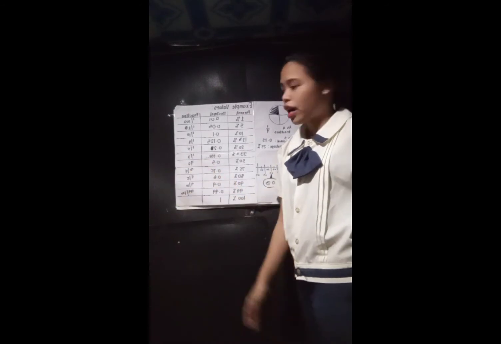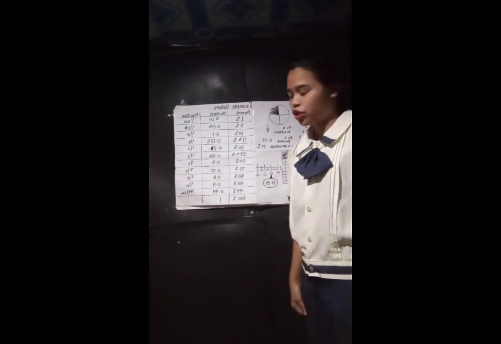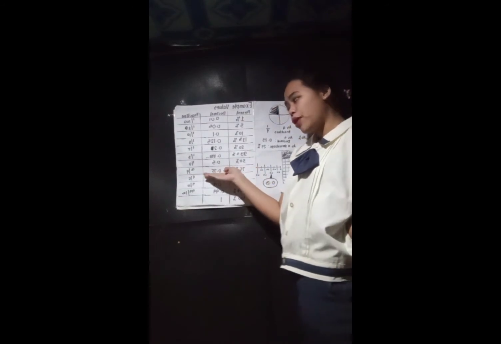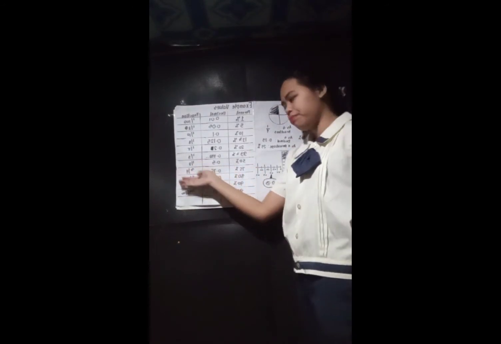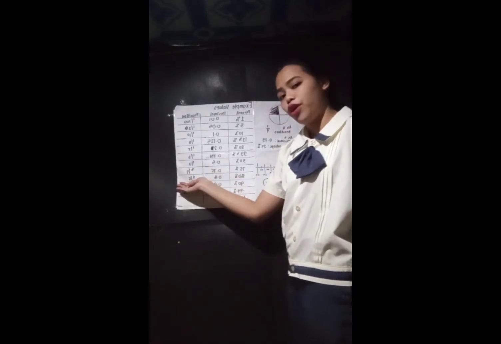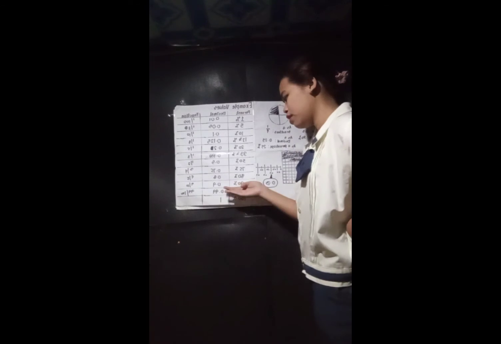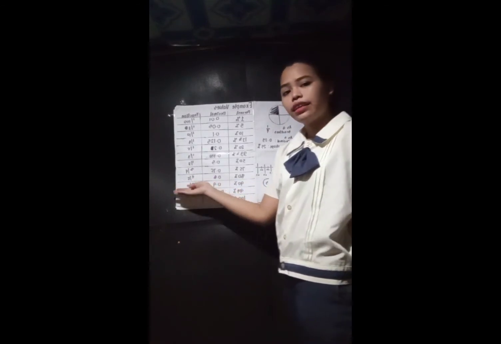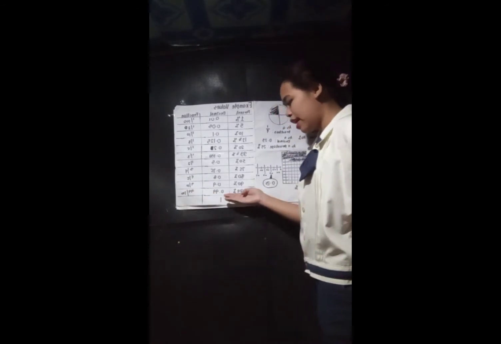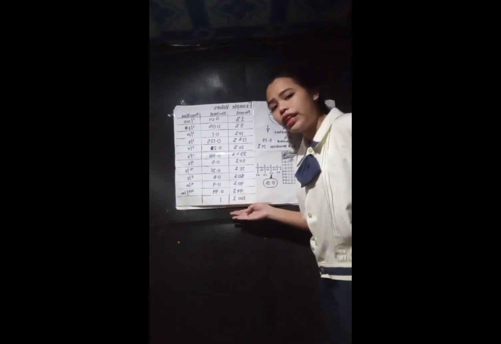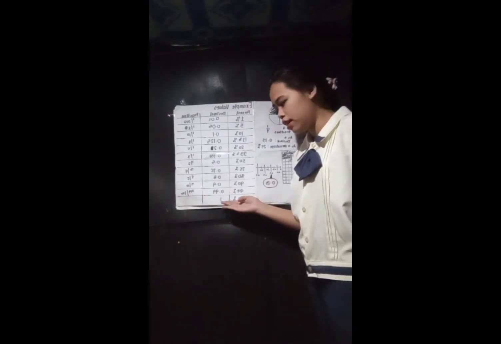Next examples: 75%, 0.75 and 3/4. 80%, 0.8 and 4/5. 90%, 0.9 and 9/10. 99%, 0.99 and 99/100. And 100% is 1.